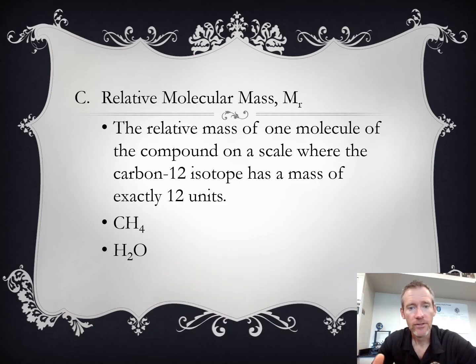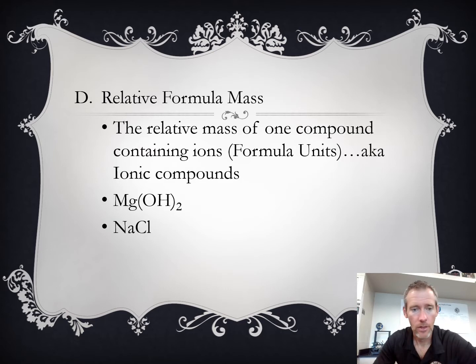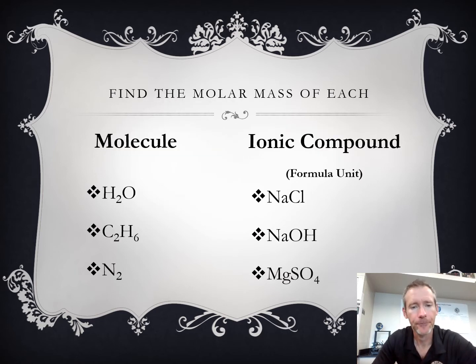All right, so the relative mass of one molecule, or the molecular mass, is basically what we know about molar mass. The formula mass is for an ionic compound, so it's the molar mass of an ionic compound. So just different terms pretty much meaning the same thing.